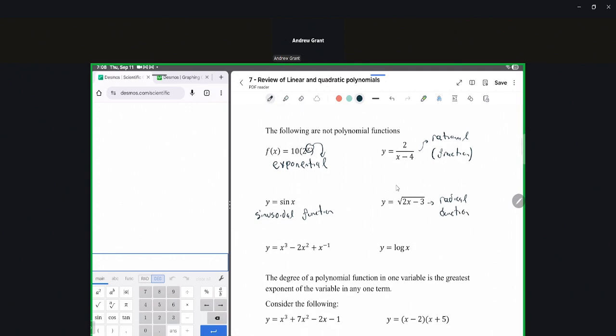We have this y equals log x. We just saw that in the last couple of lessons. This was called a logarithmic function. And if we've got y is equal to x cubed minus 2x squared plus x to the power of negative 1, this is what we call a combination function. It's combined of two or more other functions.